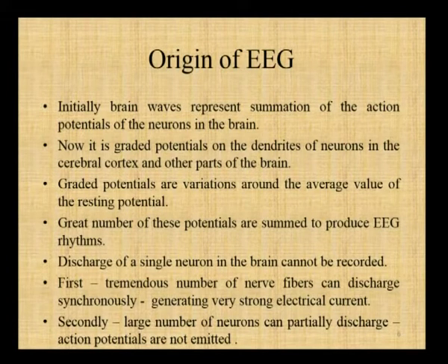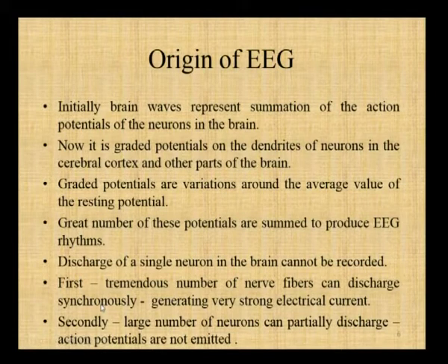So, you will be using n number of electrodes. That n number of electrodes will produce different types of action potential. So, it is a summation of the action potentials, and it is summed up and the EEG waveform is produced. The discharge of a single neuron in the brain cannot produce any recording of EEG.